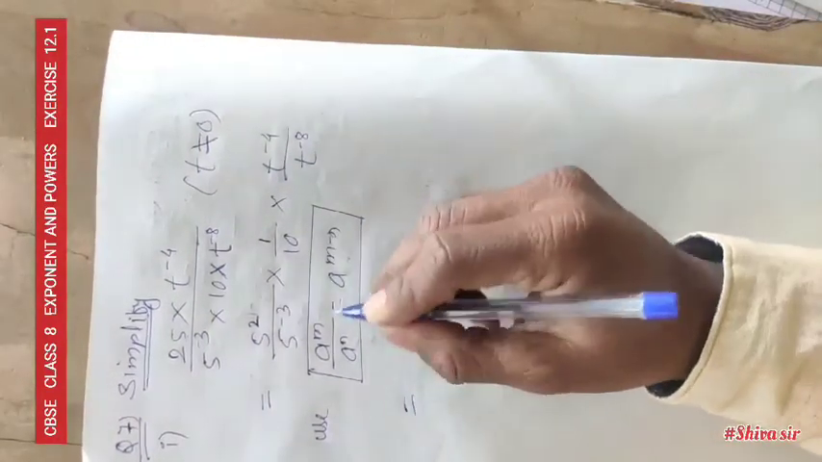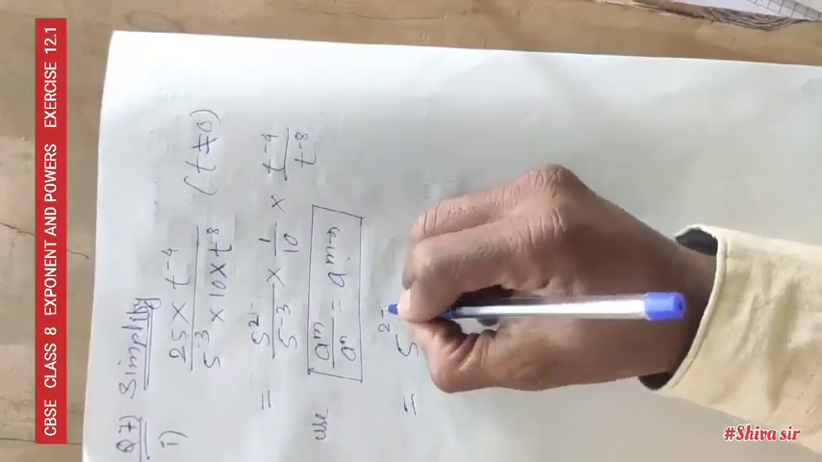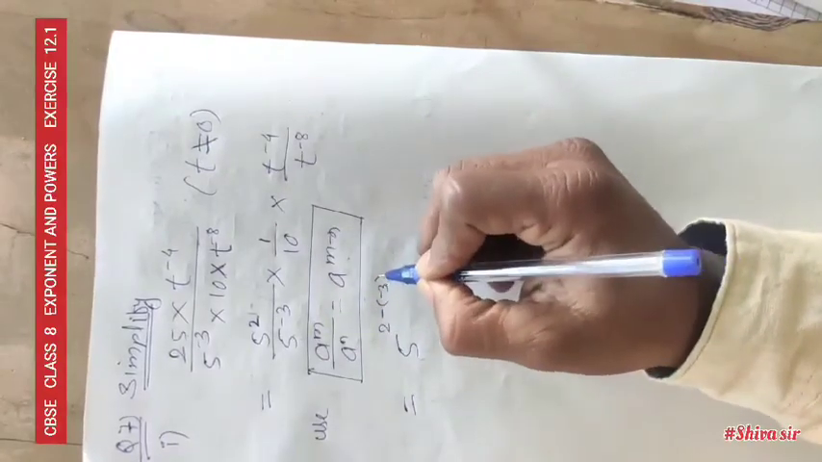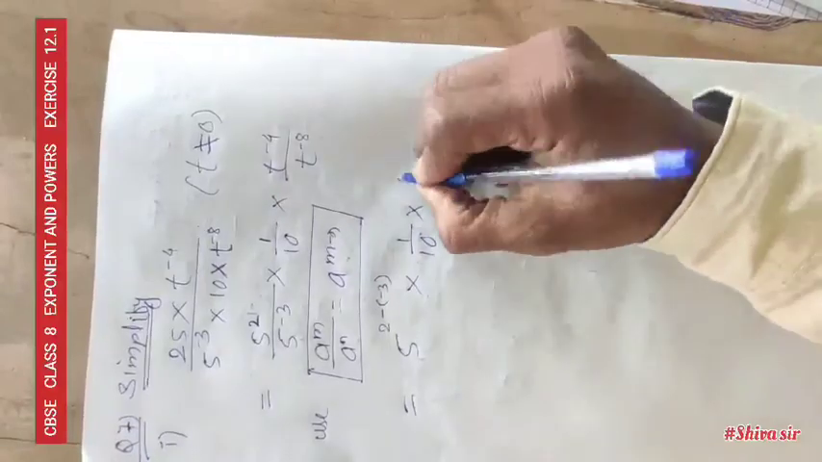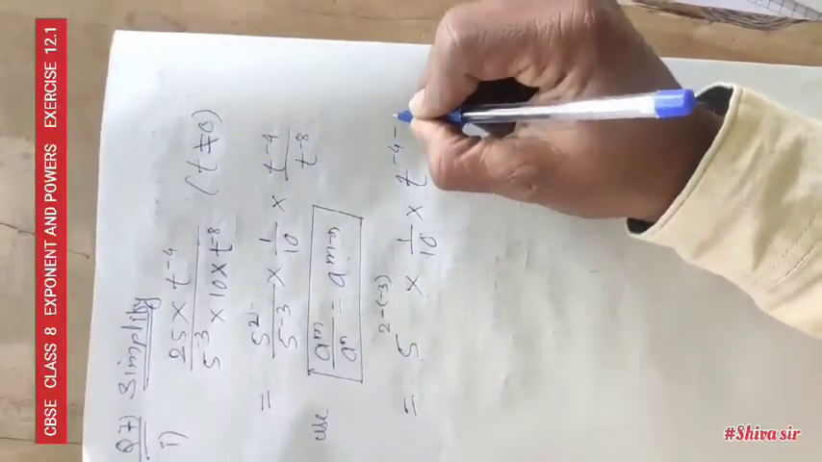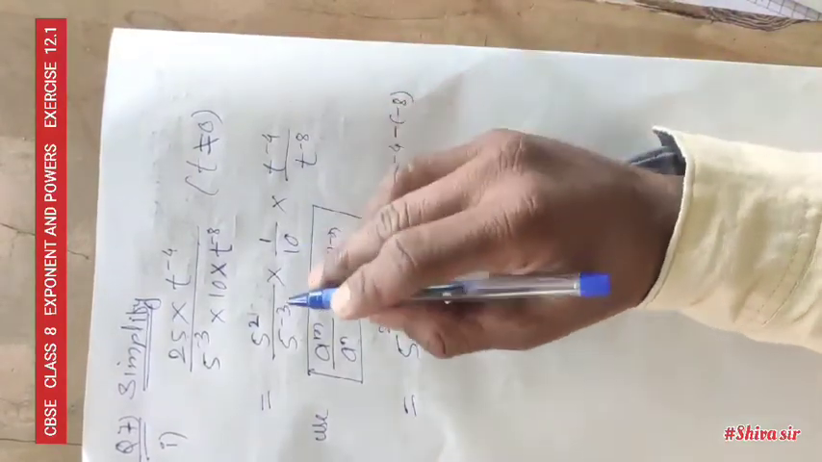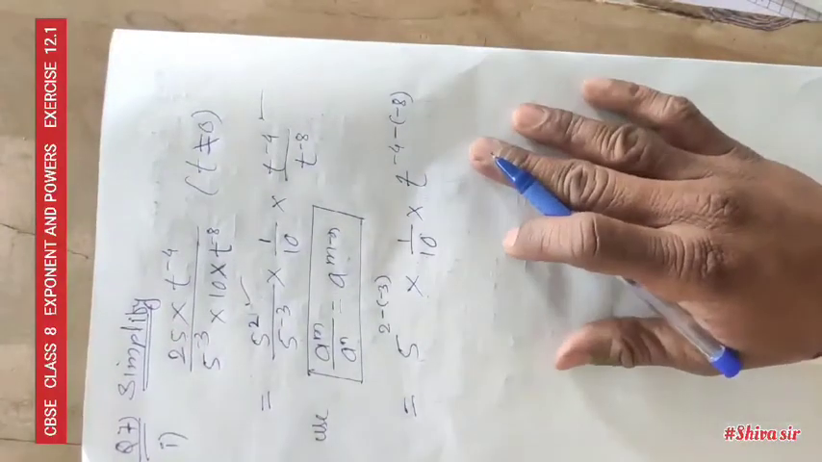So here what is the value of a? That means 5. So 5 as it is, 2 minus minus 3, using the formulation, into 1 upon 10 as it is, into t raised to the power minus 4 minus minus 8. The same formula is used on this term and also this term, with 1 upon 10 as it is.